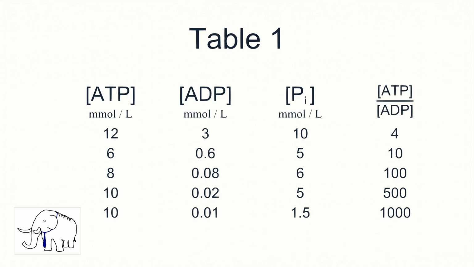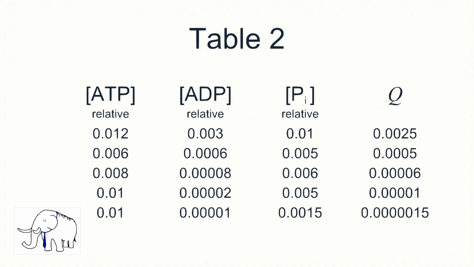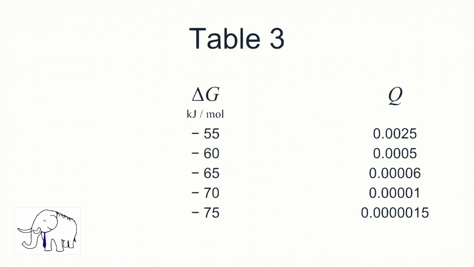By the way, we definitely need to include the phosphate ion concentration when estimating Q. We can't just use the ratio of ATP to ADP. Phosphate ions have many jobs inside a cell, besides just ATP, so the phosphate ion concentration in a cell is high enough to matter.